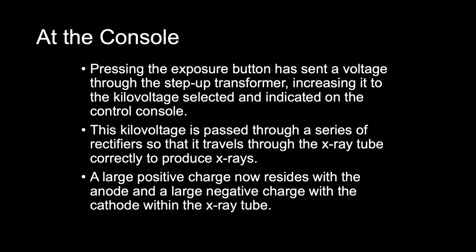Within the secondary circuit, the pressing of the exposure button has sent a voltage through the step-up transformer, increasing it to the kilovoltage selected and indicated on the control console by the RT. This kilovoltage is passed through a series of rectifiers so that it travels through the X-ray tube correctly to produce our X-rays. A large positive charge now resides within the anode and a large negative charge with the cathode that is within the X-ray tube. All that's lacking is the source of electrons on which the kinetic energy will ride, which brings us to the filament circuit.